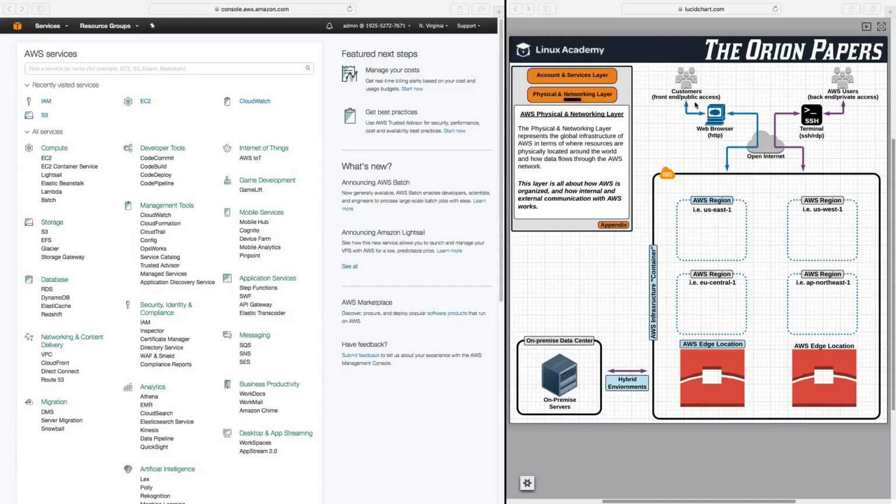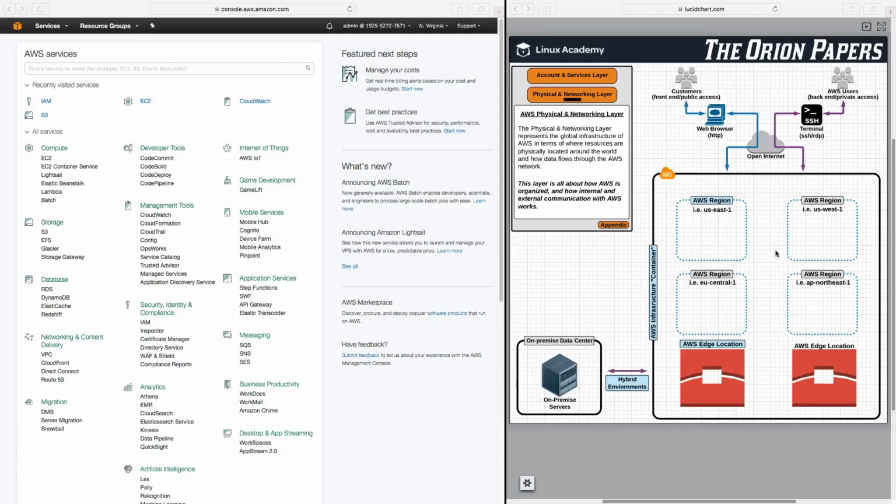We have customers for front end or public access to either our web applications or our EC2 instances, which would generally be through a web browser over the HTTP protocol, if we're looking at this from the standpoint of a web application. And then also our back end or private users, so our AWS users, and how they access, say, an EC2 instance or manage an RDS database through protocols like SSH or RDP, and how that comes across the open internet into the AWS infrastructure container.